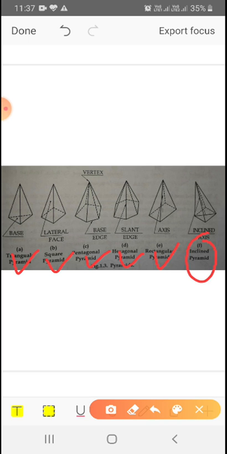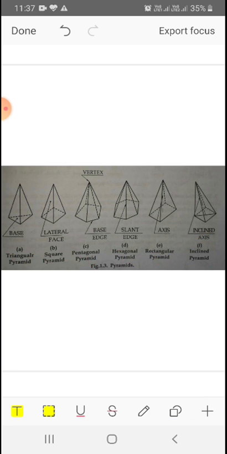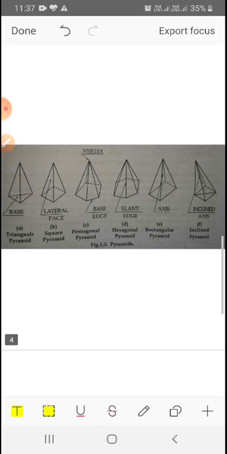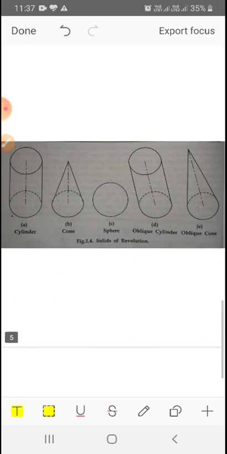You can observe the diagram of the oblique pyramid. An oblique pyramid is one where the axis of the pyramid is inclined to the base. I hope you understand the meaning of the different types of pyramids.